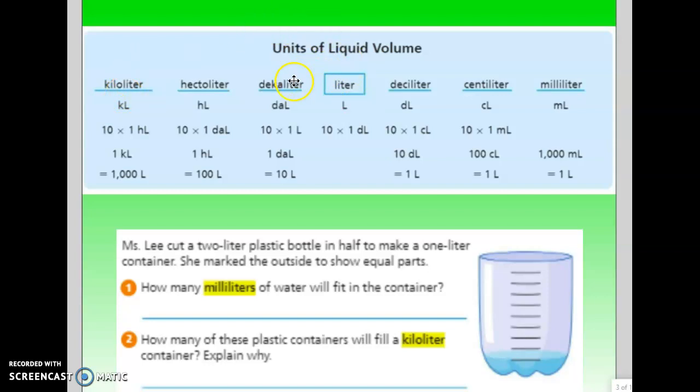This one is 10 times bigger. This is 100 times bigger. This is 1,000 times bigger. This is 10 times smaller. This is 100 times smaller, and this is 1,000 times smaller. So the metric system, again, is all based on that 10, 100, 1,000.